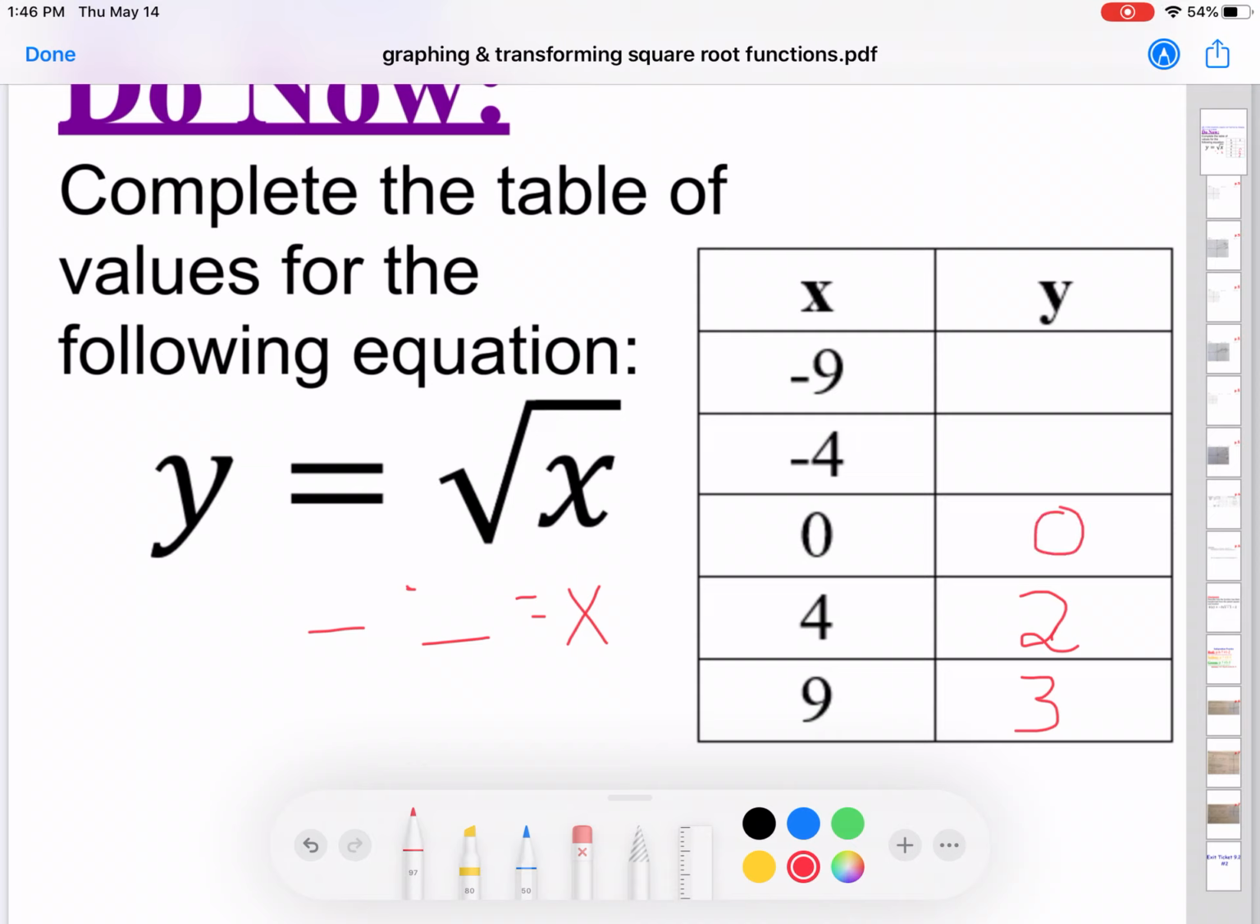However, when we get to these negative numbers, if we try to come up with the square root of negative 9 or the square root of negative 4, nothing is going to work. We would just get an error. These are imaginary numbers, which you would learn about in high school, but for now, we'll just know that this is an error. There is no square root of a negative number.